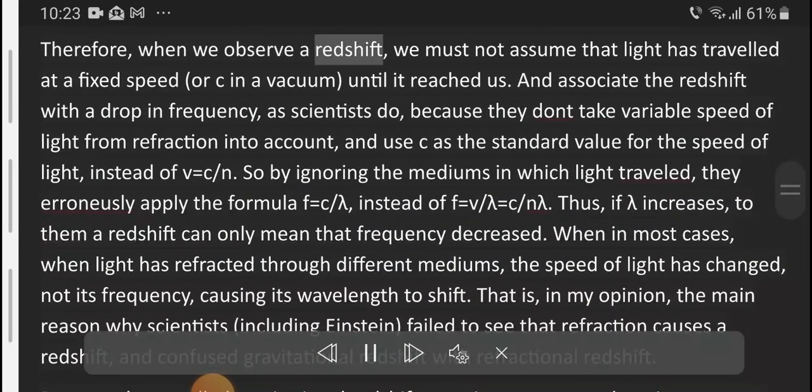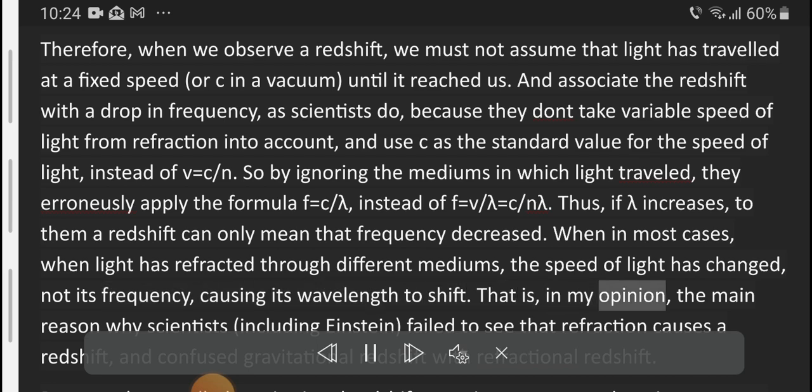Therefore, when we observe a redshift, we must not assume that light has traveled at a fixed speed, or c in a vacuum, until it reached us, and associate the redshift with a drop in frequency, as scientists do, because they don't take variable speed of light from refraction into account, and use c as the standard value for the speed of light, instead of v equals c/n. So by ignoring the mediums in which light traveled, they erroneously apply the formula f equals c/lambda, instead of f equals v/lambda equals c/n lambda. Thus, if lambda increases, to them a redshift can only mean that frequency decreased. When in most cases, when light is refracted through different mediums, the speed of light has changed, not its frequency, causing its wavelength to shift.